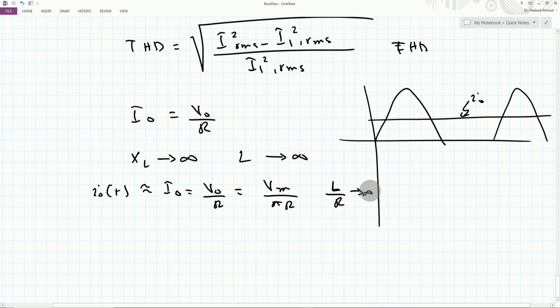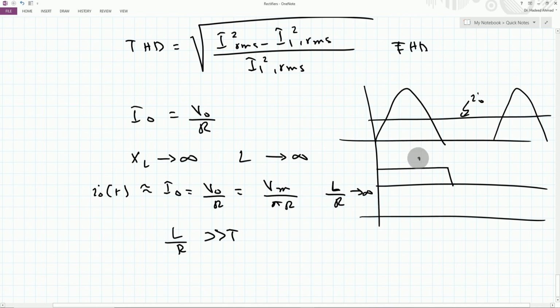So this almost DC current can be realized by making L over R greater than the time period of this particular waveform. And of course this is with a freewheeling diode, and if this happens, then this becomes the shape of the current through the diode D1, and this is equal to ID2. So by increasing the time constant tau of a given RL circuit, we can actually reduce the load current harmonics for a given rectifier scheme.